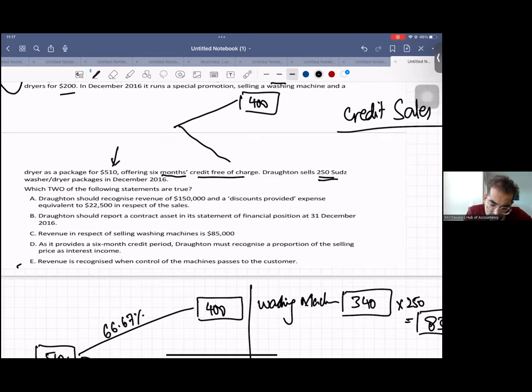which two of the following? Draughton should recognize revenue of 150,000 and a discount provided expense. No.